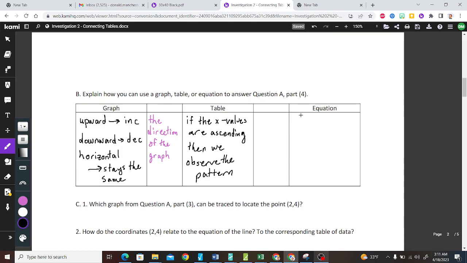As far as the equation goes, what we saw was we looked at the rate of change. The rate of change is the coefficient. And so we said, hey, if the coefficient is positive, that produces an increase. If the coefficient is negative, that means the y values decrease. If the coefficient is 0, that means that the y values stay the same.